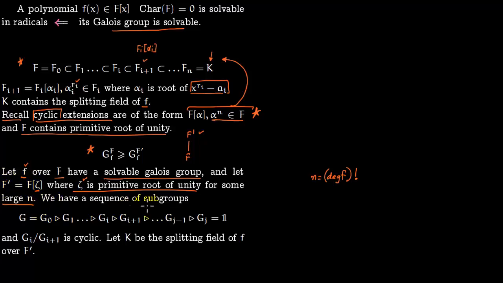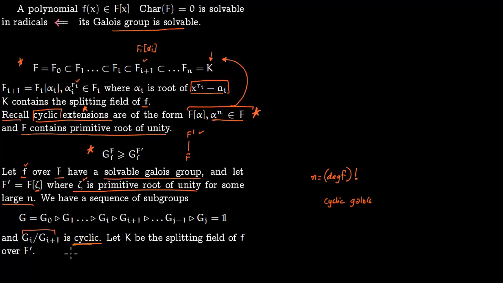So from solvability we have this sequence of subgroups like this. G_1 is a normal subgroup of G_0, G_{i+1} is a normal subgroup of G_i, then G_j is a normal subgroup of G_{j-1}, and you end at the identity. And this portion is cyclic: G_i over G_{i+1} is cyclic. So notice that this cyclicity of the Galois group is precisely what gives the cyclic extension here. We had discussed cyclic extensions or cyclic Galois groups in detail, so we are just recalling facts from there.